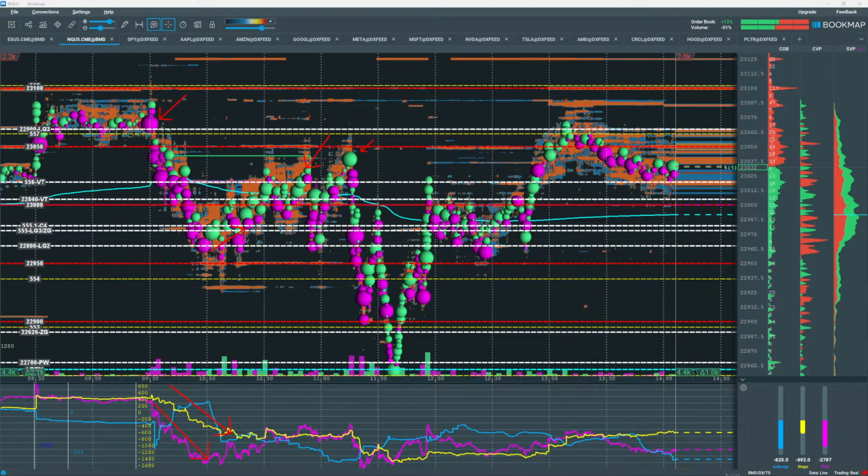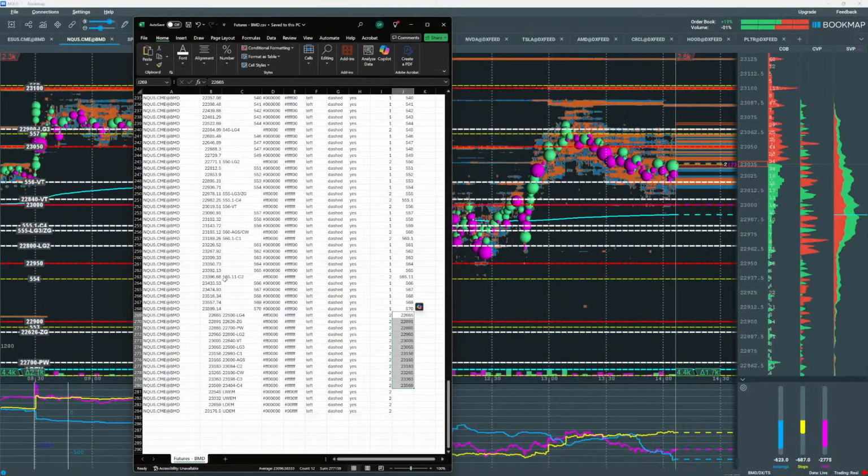All right, current price action. Finding resistance. This is showing the 900 level. Let me check my spreadsheet.